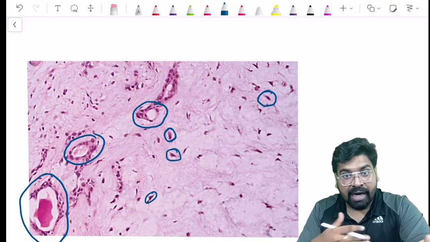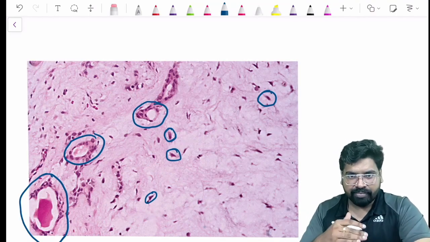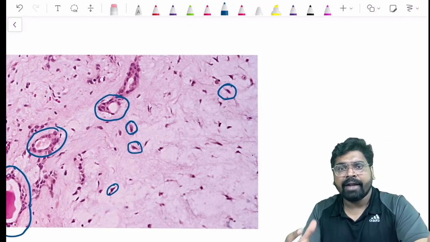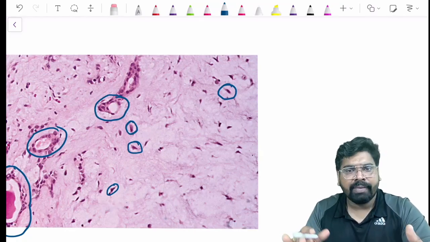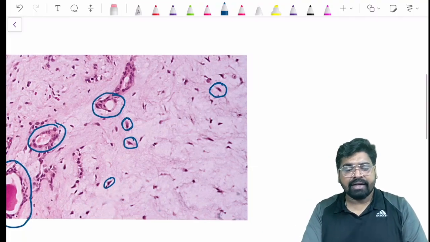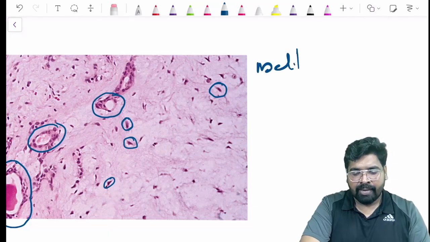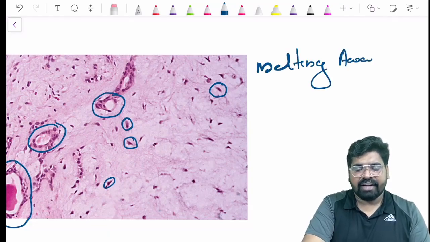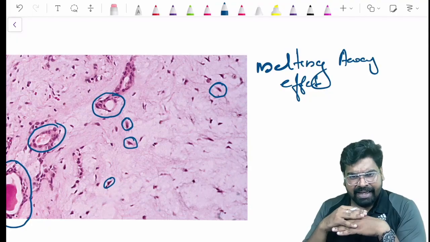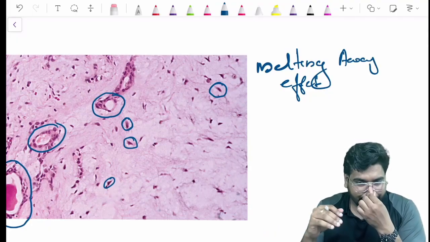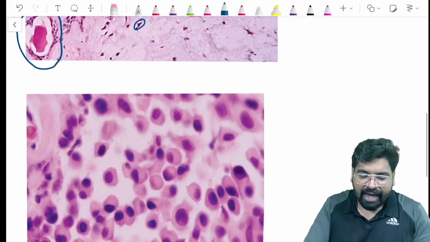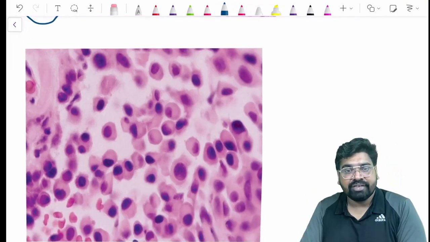So there is no demarcation between this tumor cell and the stroma. In most tumors, there will be a demarcation between the tumor stroma and the tumor cells. But here, there is no demarcation. The tumor cells are freely floating inside this stroma, and that is called the melting away effect. Melting away effect is nothing but the tumor cells being freely in the stroma. No demarcation.